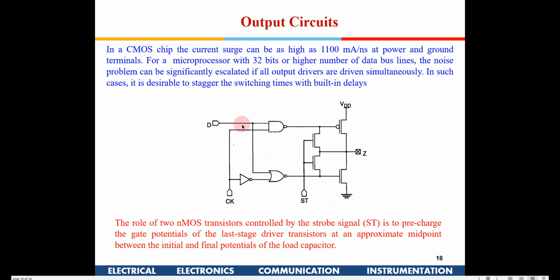When the clock is 0 here, right? It is 0 here, VDD will be available here; it is 0 here, again 0 will be available here because there will be 1 here. So it will be a 0 and VDD is available here.